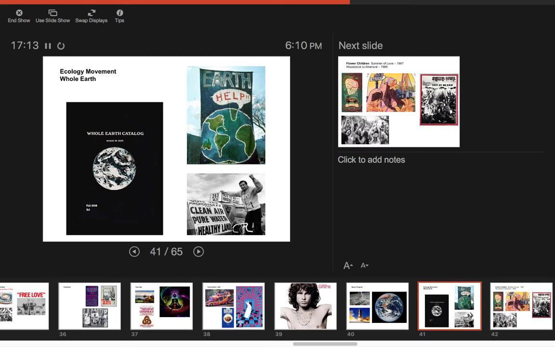And the Whole Earth Catalog. I happen to have the first one. I have to look up if that's funny.